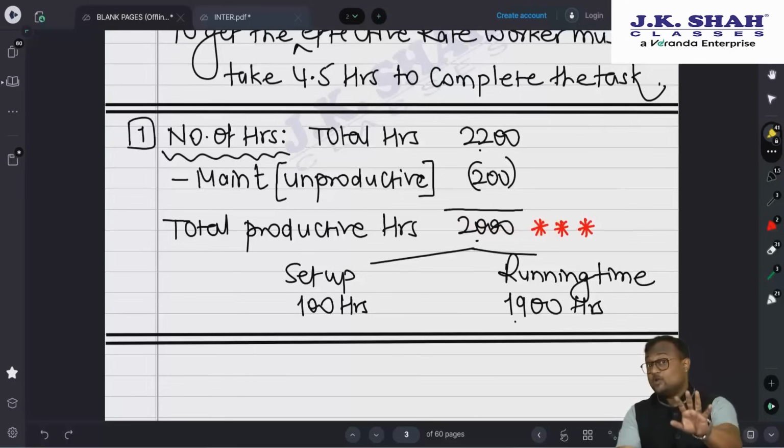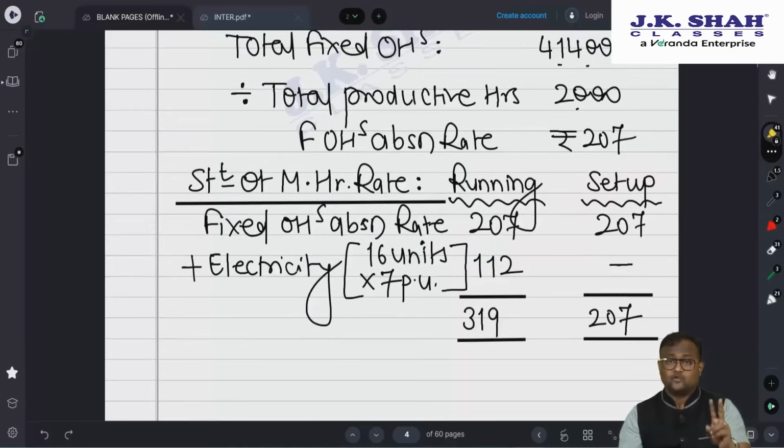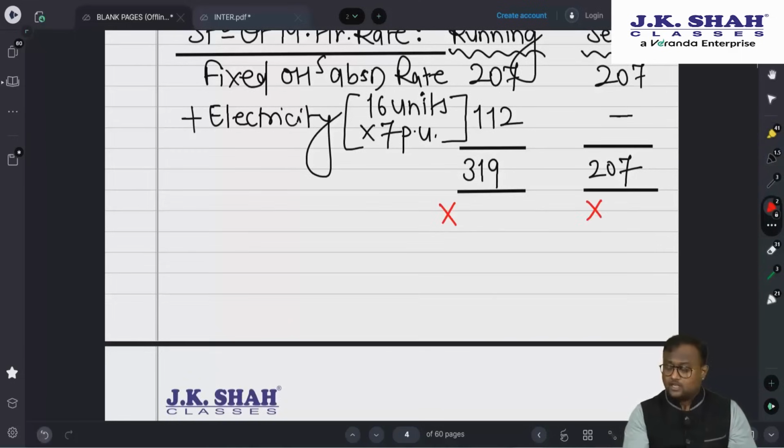Then if you have variable cost given, divide it by 1900 hours, which will be charged only to running time. And as far as electricity is concerned, since I already have a per hour structure, it is directly added to running time, because the question has clearly told you setup time, even if it is productive, power is not required. So we can't charge electricity to setup time, and this is what two different rates will be available. So if you are undertaking a job where 100 hours are required of running phase and 20 hours are required of setup phase, this into 100, this into 20 will give me the total overhead of each segment.